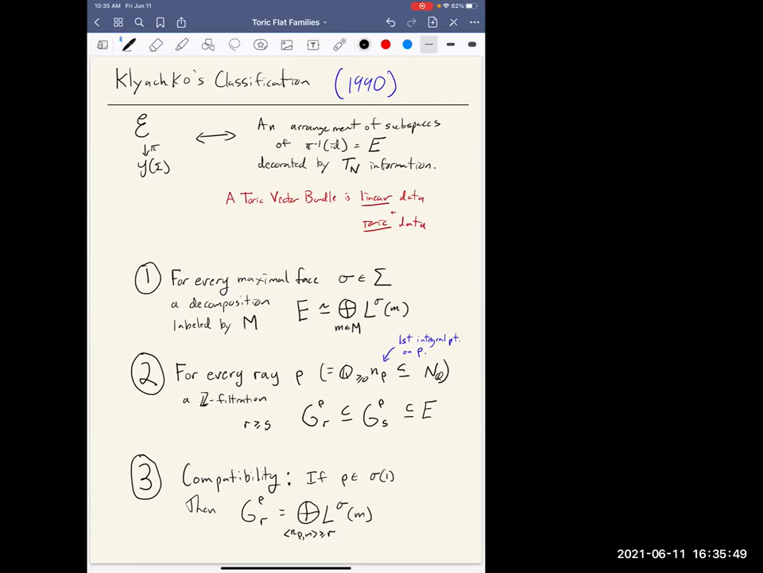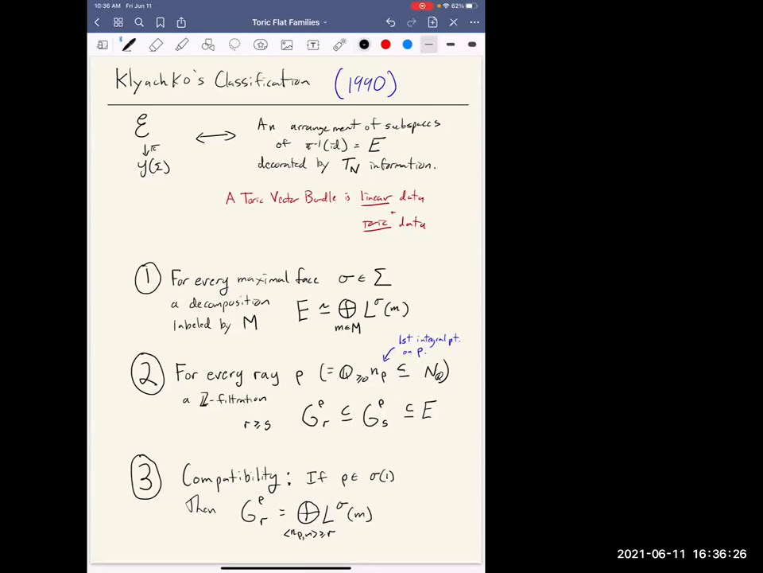And then the second part of the characterization is information you attach to the almost biggest torus orbits in the toric variety. So for every toric divisor, which corresponds, of course, to the rays in the fan, you give a decreasing integral filtration of this model vector space E. And you can think about this as something like the order of vanishing of local sections of the toric vector bundle along those divisors.